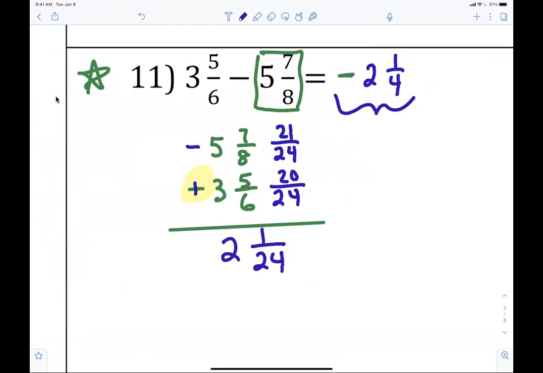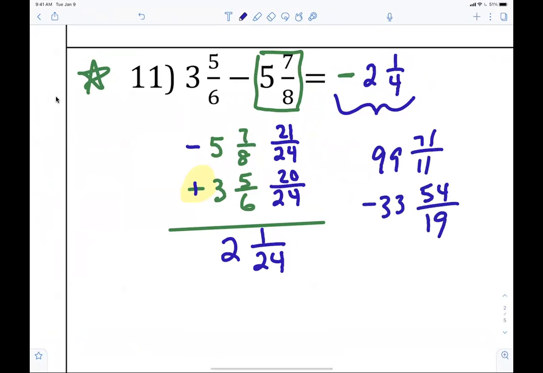What? I'm not sure, but could you turn it into an improper fraction? No, never do that. You're not allowed to ever do that anymore. You want me to tell you why? You want me to show you why? Because if I said something like this, 99 and 71 over 11 minus 33 and 54 over 19, you really think you're going to go 33 times 19 plus 54 and do all that work? And the answer is no.